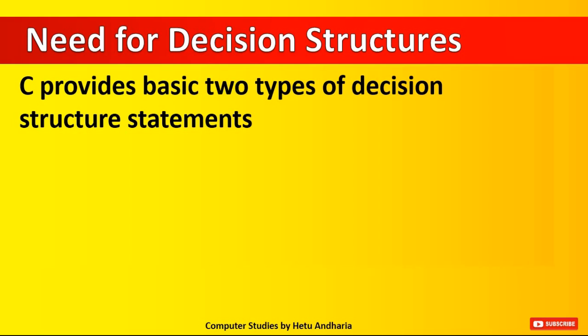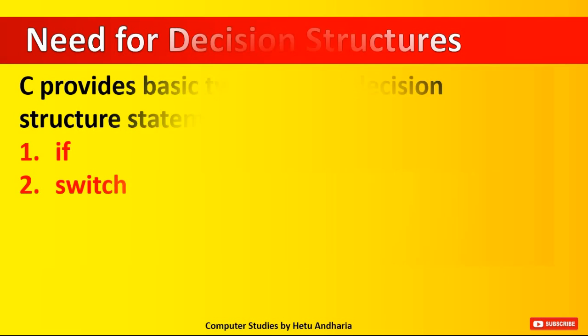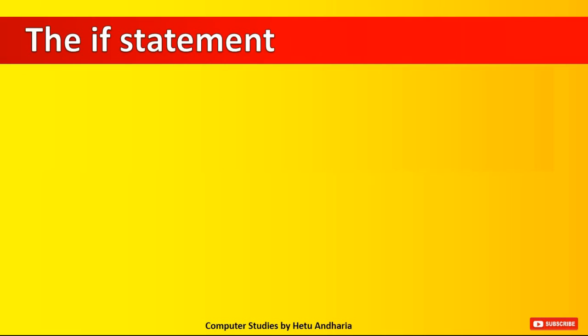C provides basically two types of decision structure statements. First type is if. The if statement is very common and it's not used only in C language but everywhere. Even in Excel you had made use of the if function, right? And the second one is switch. This is also a multi decision structure. When we come to practicals, I will teach you the switch statement. Now first we will discuss the if statement.